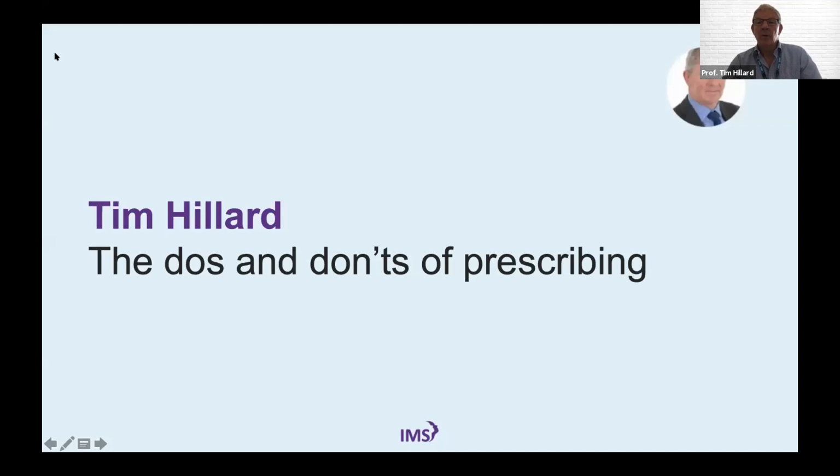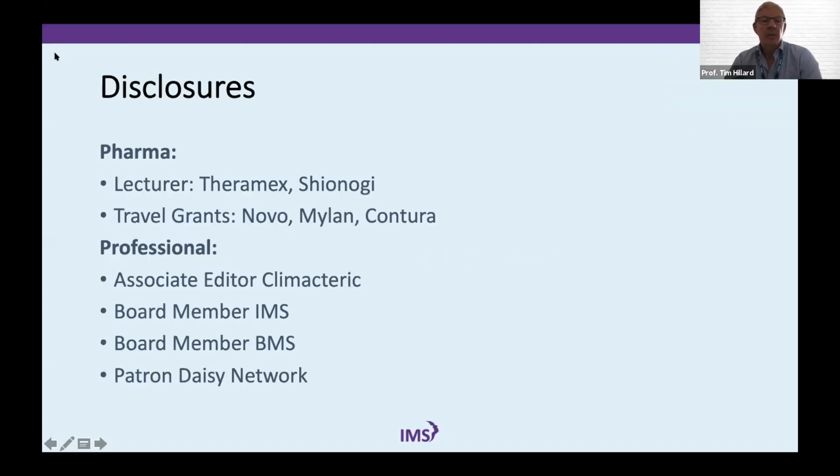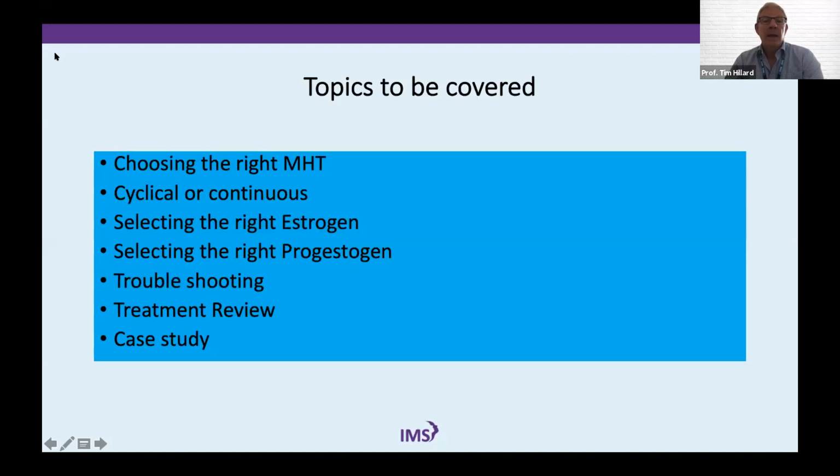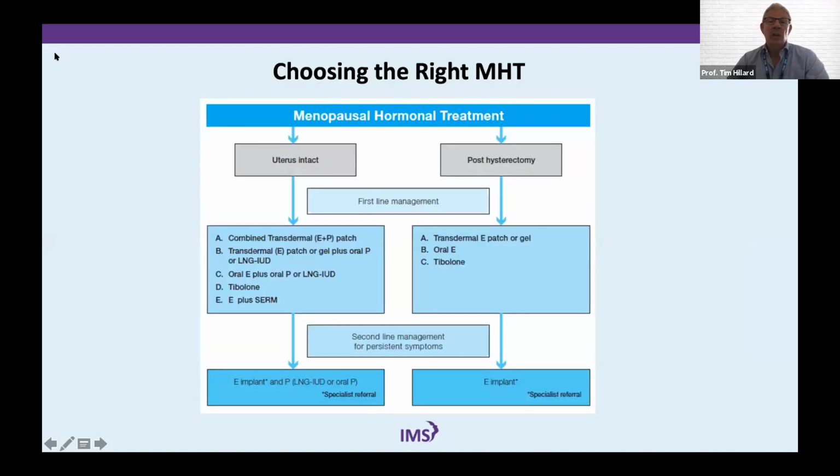So I'm going to build on what Rod has been talking about by talking a bit more in detail about the do's and don'ts of prescribing. The topics that I'm going to cover is really how to choose the right MHT, whether to use cyclic or continuous, and then selecting the right estrogen, the right progestogen, how to troubleshoot when things don't go well, and what we do about treatment review, and again, round that off with a case study that illustrates some of the points we've discussed.